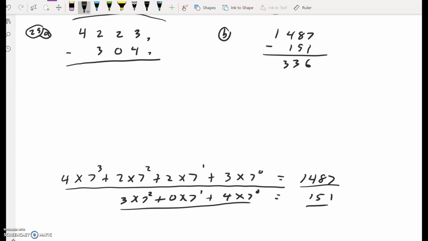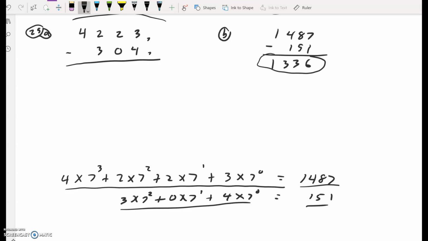I'm just switching things around a little. And so I think that the answer to this problem when it's written in base 10 is 1,336. There's no law that says you have to do part A first. But somewhere along the line, the idea is that you're supposed to do this problem in base 7.